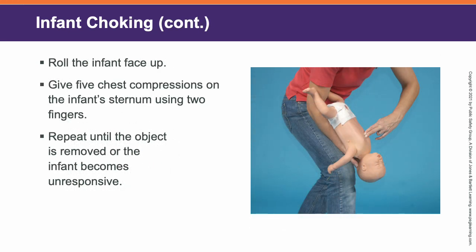And then you're going to roll the infant face up, and you're going to give 5 chest compressions, just like you would with CPR, on their sternum, at their nipple line. And you're going to repeat that. So 5 back blows to 5 chest compressions over and over until the object is removed or the infant becomes unresponsive. And if the infant becomes unresponsive, then we're going to do CPR.